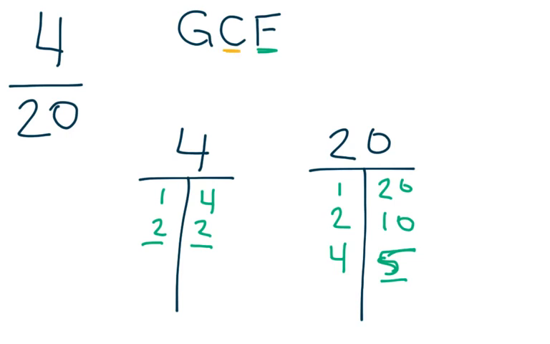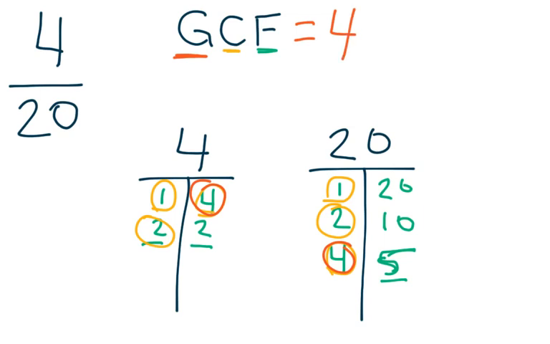So my next step is going to be to find all the ones they have in common. So I see they have 1 in common. They both have 2. And you don't need to circle both 2's. You can, but you really just need to circle at least one of them. And then I notice they both also have 4 in common. They don't have 20, 10, or 5 in common. So I found all the ones that are the same between 4 and 20. And then my last step is to find which one is the greatest. So if I look, the one that is the greatest here appears to be 4, because that's the biggest number out of 1, 2, and 4. So my GCF equals 4. Okay?